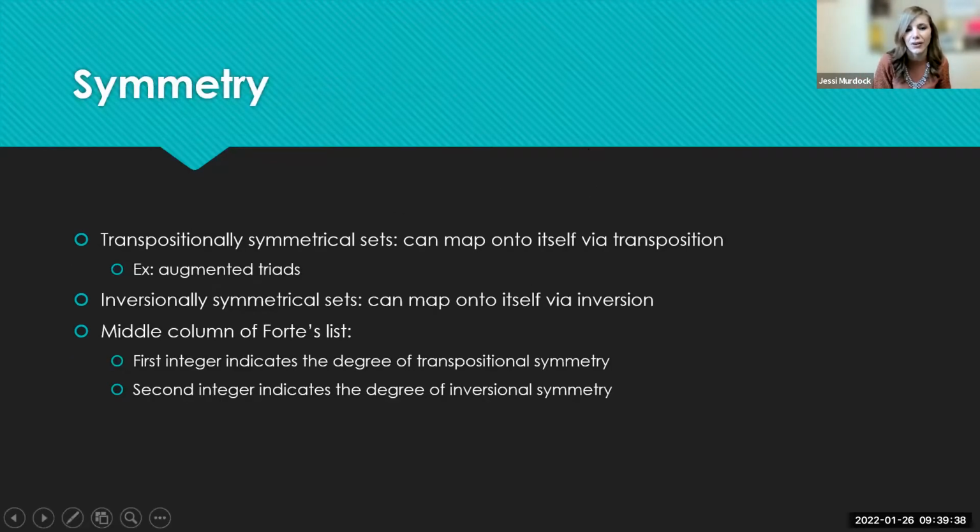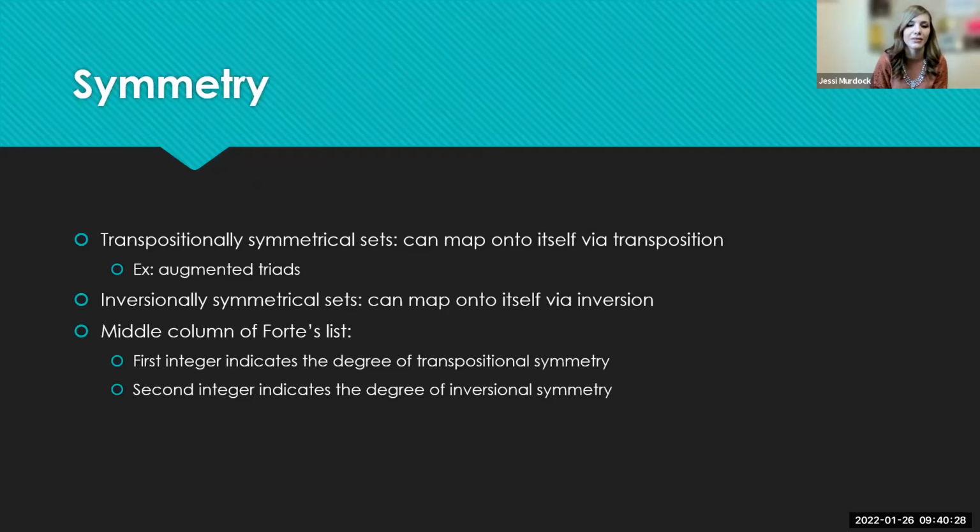Symmetry is next. Transpositionally symmetrical sets can map onto themselves if they are transposed. An example is augmented triads. If you took an augmented triad of C, E, G sharp and transposed it up a major third, it would be the same, right? It would still be E, G sharp / A flat, C. So it can map onto itself when it's transposed. There are many more examples, for instance a whole tone scale. Inversionally symmetrical sets can map onto themselves if you invert them. The same concept basically.